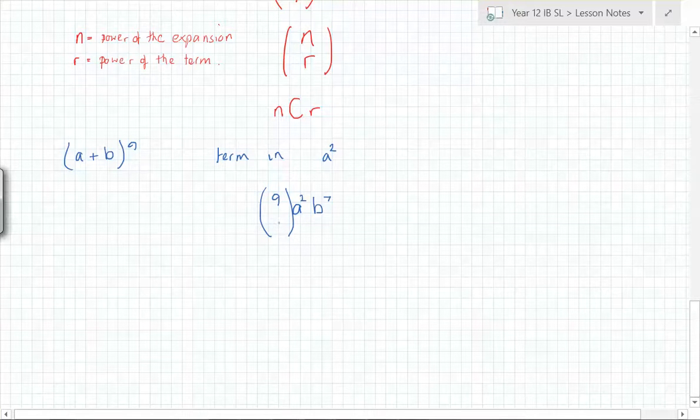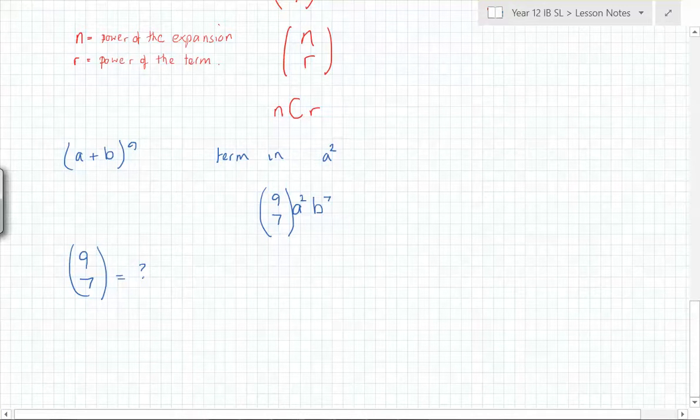9, 2, or 9, 7? They'd be expected to see 7 because it's what goes with the b. However, now we can't leave it like that. I need to know what 9, 7 equals. What is the number that 9, 7 represents?